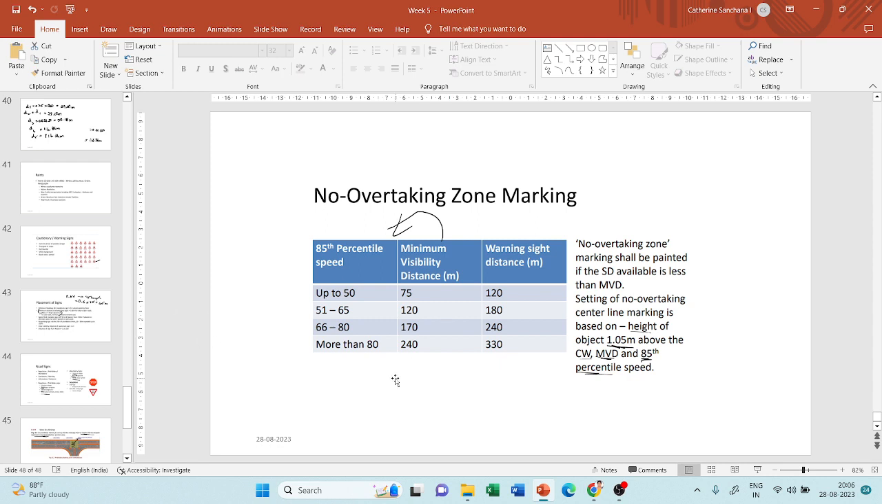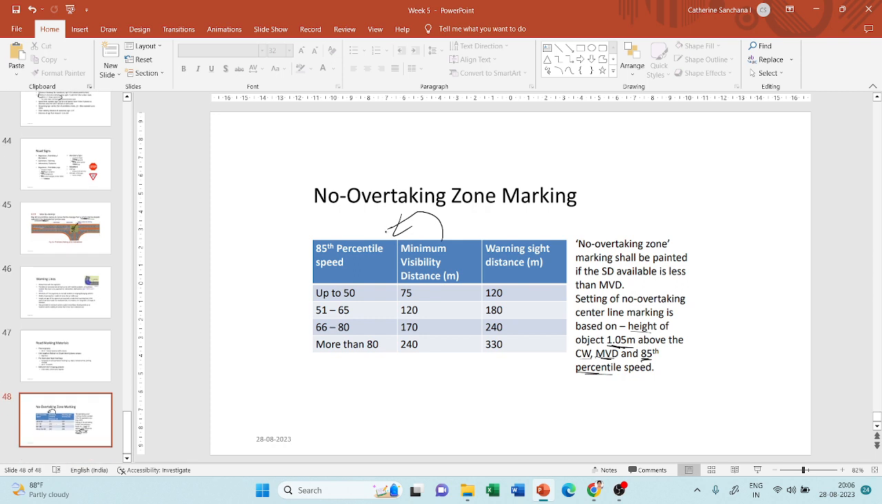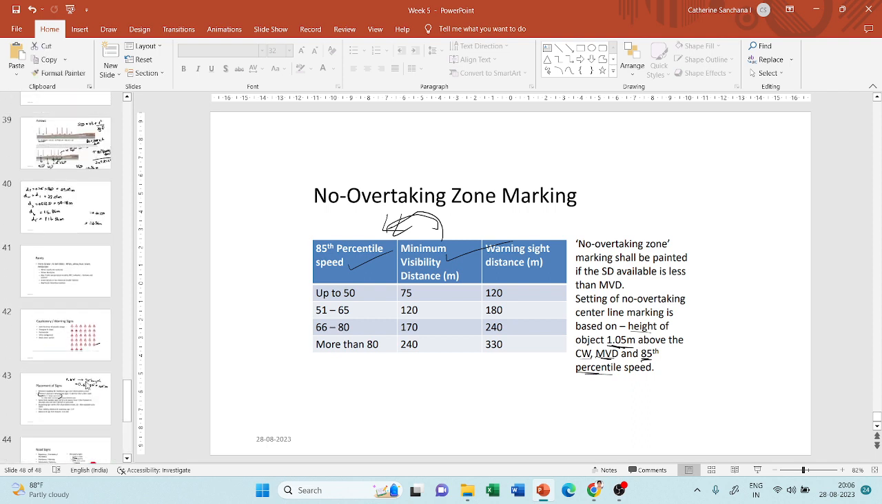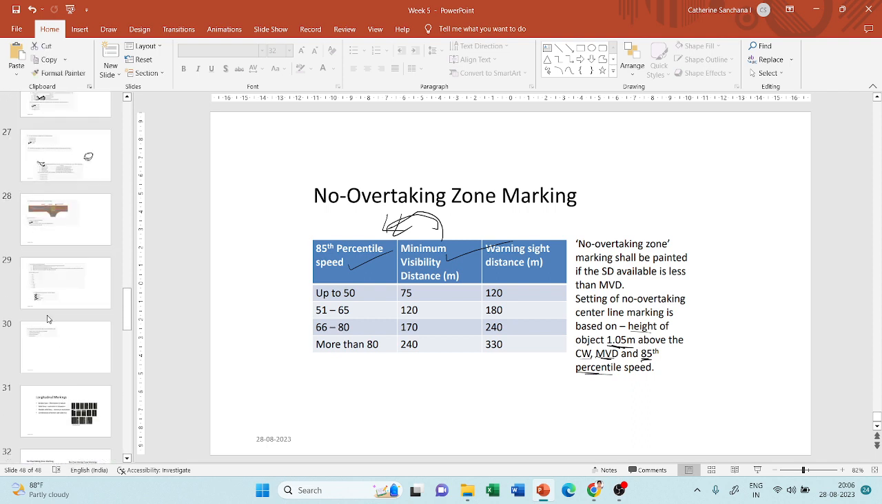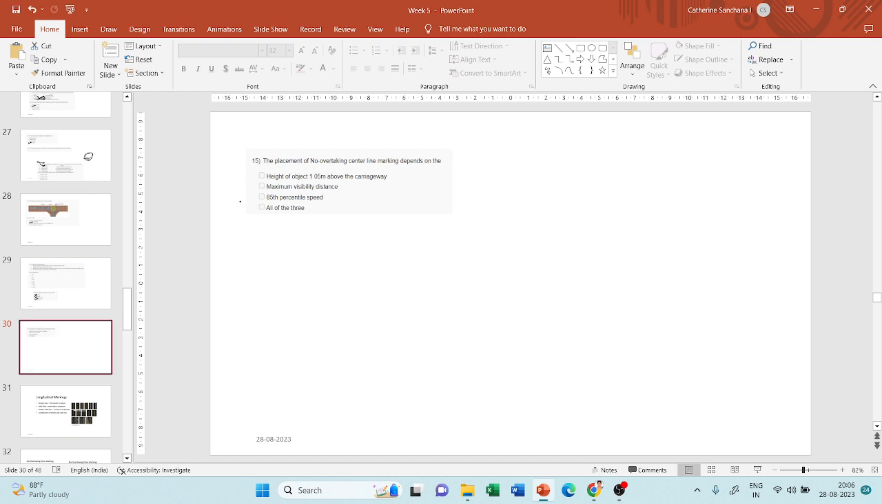No, just a second, I told you that minimum visibility distance depends on 85th percentile speed, so either you have to take 85th percentile speed or you have to take minimum visibility distance, because they are related to one another, right? So you have to take only two. In this case we will take 85th percentile speed and height of object 1.05 meters above the carriageway. Okay, so this is what this session is about.